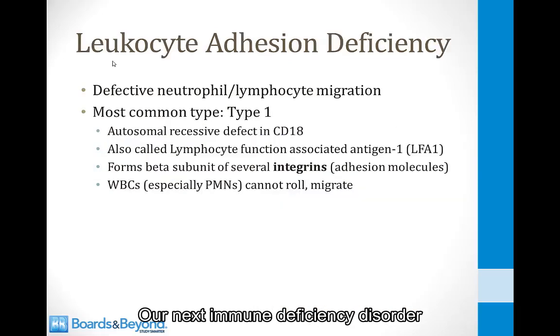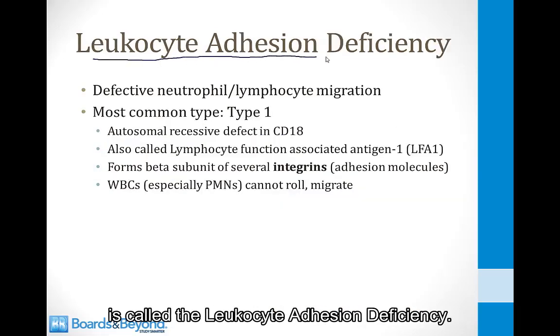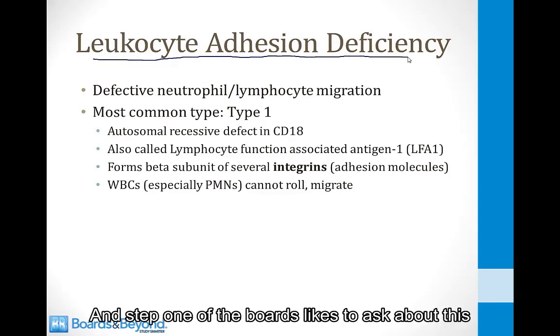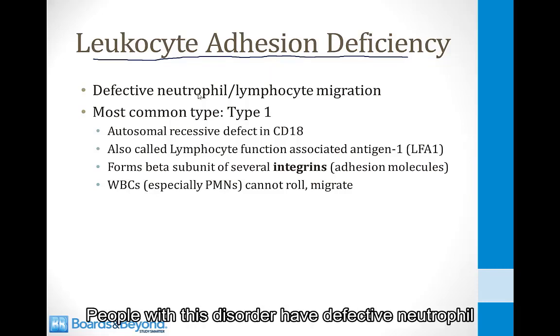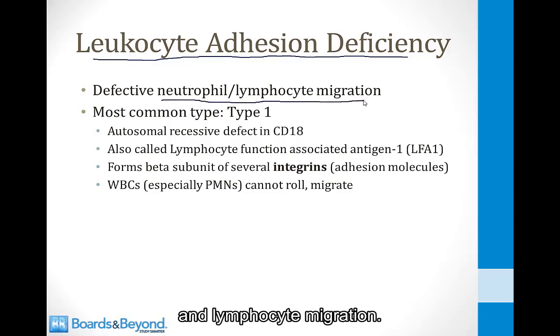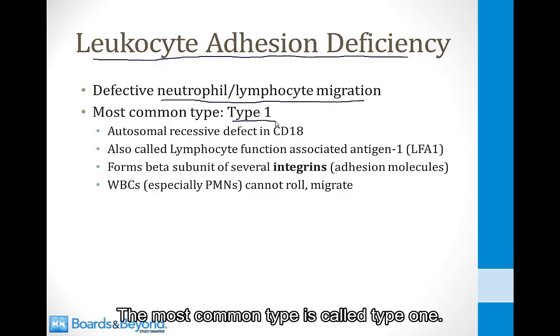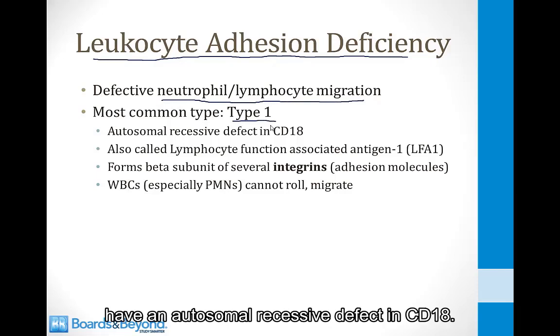Our next immune deficiency disorder is called the leukocyte adhesion deficiency, and Step 1 of the boards likes to ask about this because they use it as a way to test you on the process of neutrophil migration to sites of inflammation. People with this disorder have defective neutrophil and lymphocyte migration. The most common type is called type 1, and people with this condition have an autosomal recessive defect in CD18.